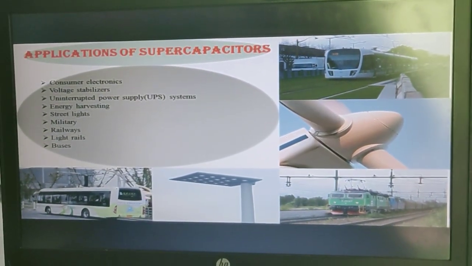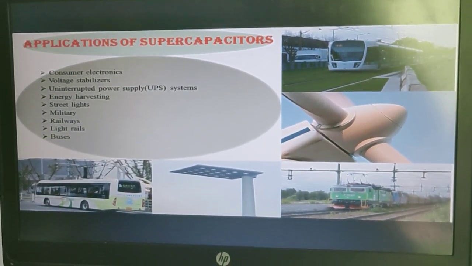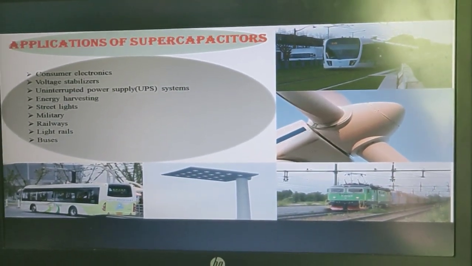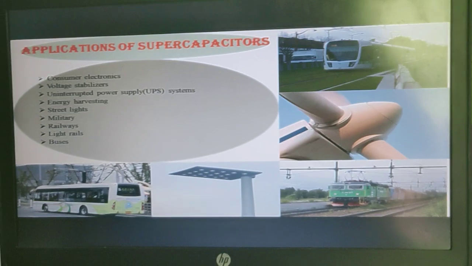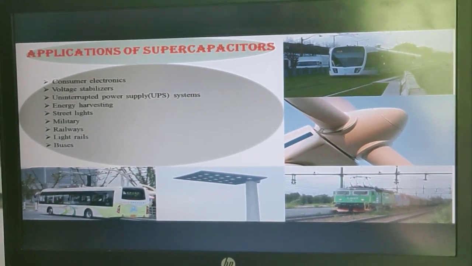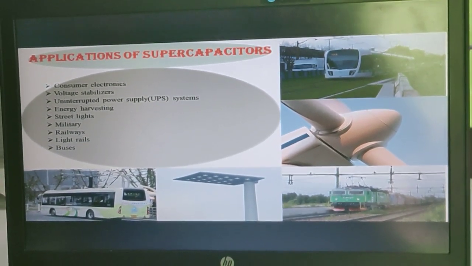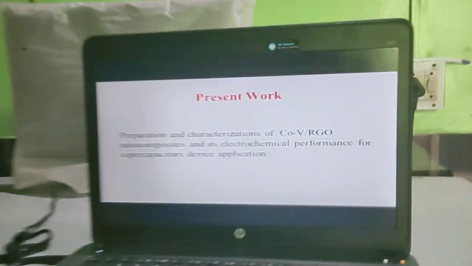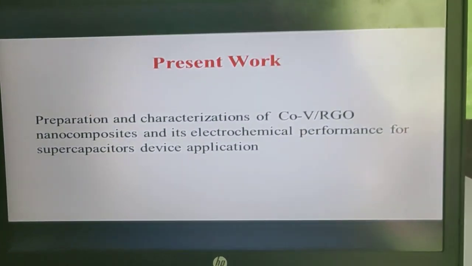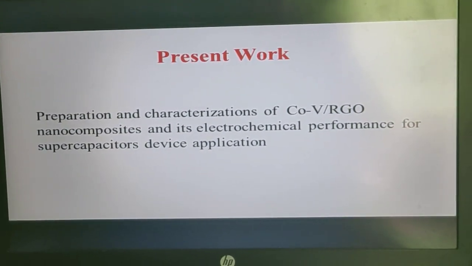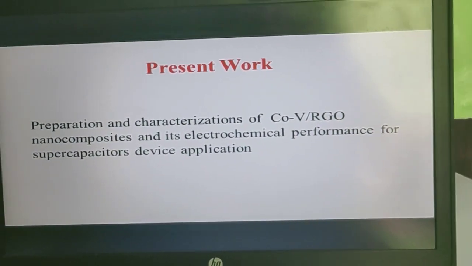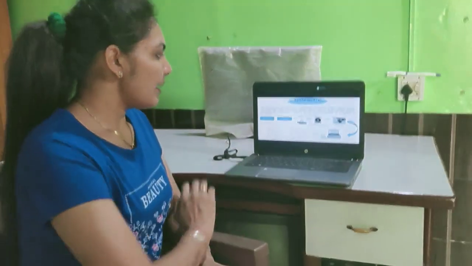Supercapacitors are used in consumer electronics, voltage stabilizers, uninterruptible power supply (UPS), energy harvesting, street lights, military, railways, light rails, and buses. And this is our present work: the preparation and characterization of Co3V2O8-RGO nanocomposites and their electrochemical performance for supercapacitor device application.